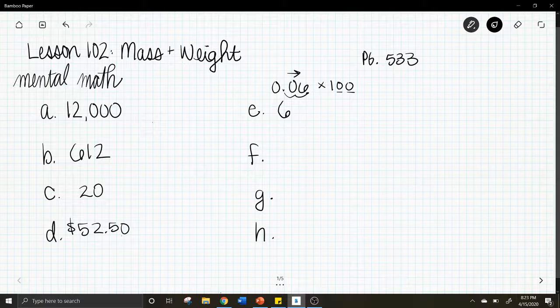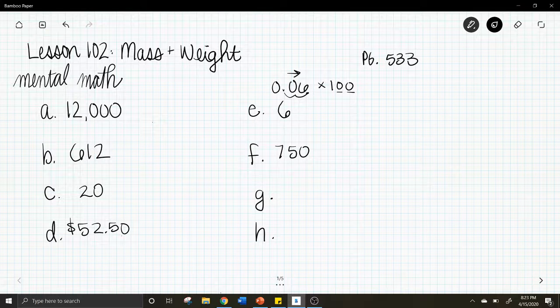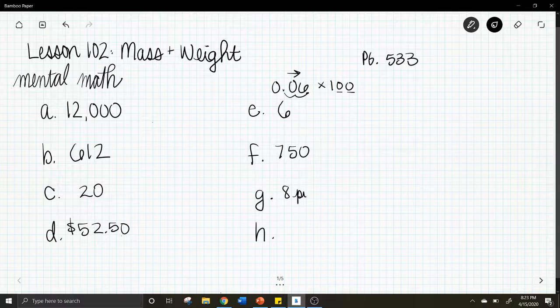Letter F, 50 times 15. What is 50 times 15? It is 750. Letter G, how many pints are in 4 quarts? And the answer is 8 pints. And we know that because there are 2 pints in 1 quart. So 2 times 4 gives us 8.